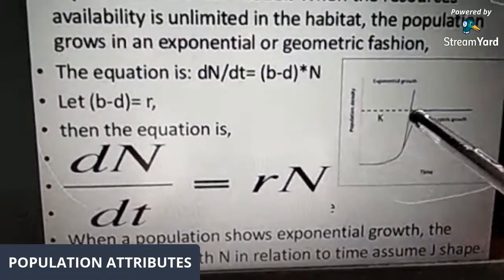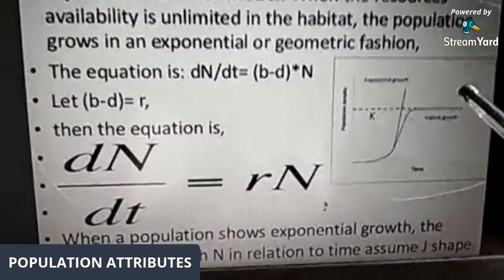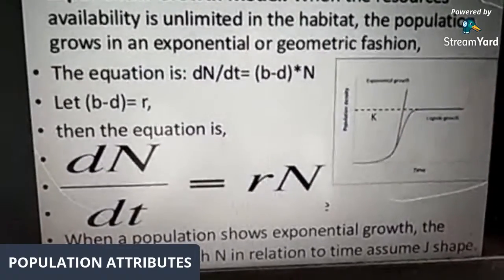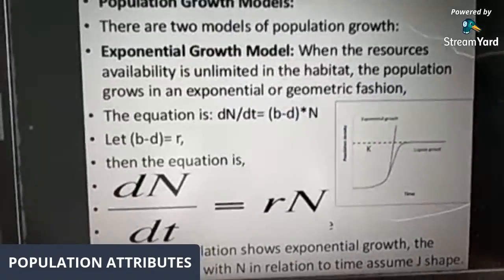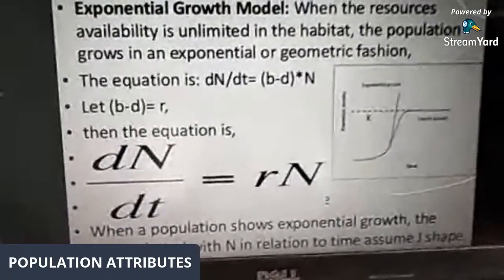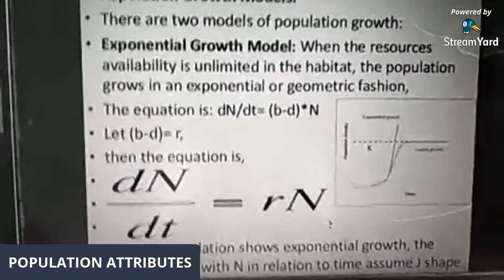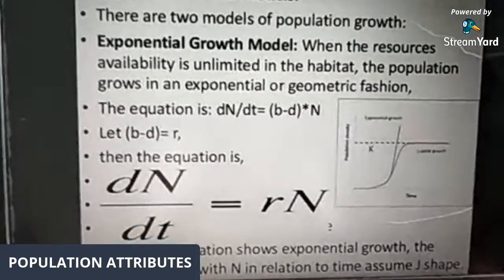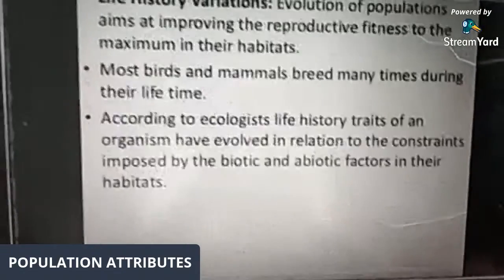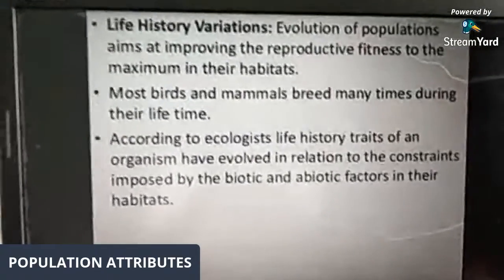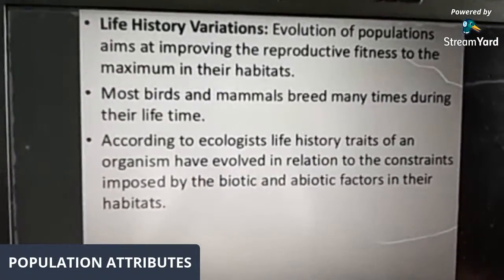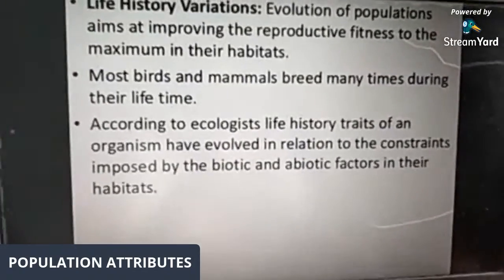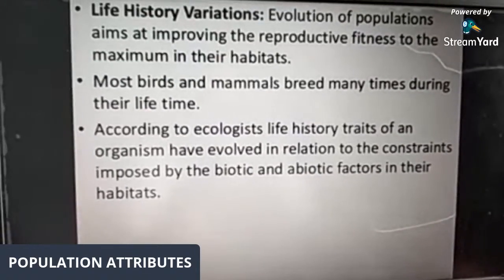When the population goes above the carrying capacity, the population will crash. This is because the natural resource availability is always limited. It will never be unlimited. Clear? So these are the basics of the exponential growth curve and the S-shaped growth curve. Next one is the life history variations. Evolution of population aims at improving the reproductive fitness to the maximum in their habitats.